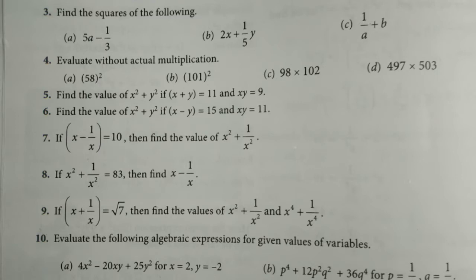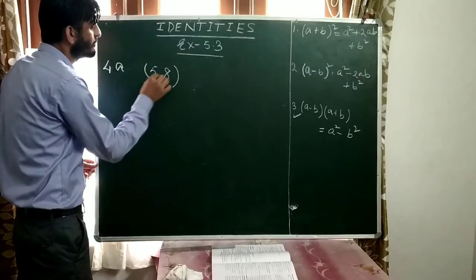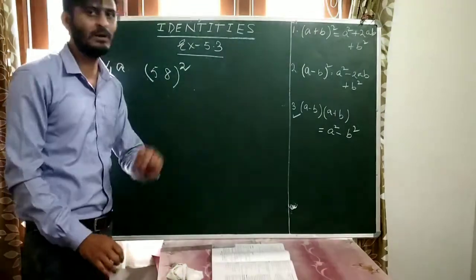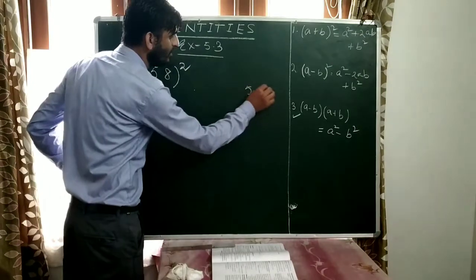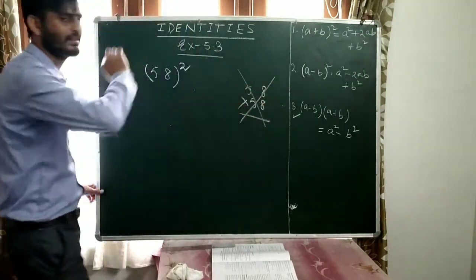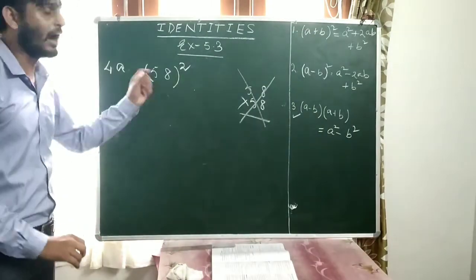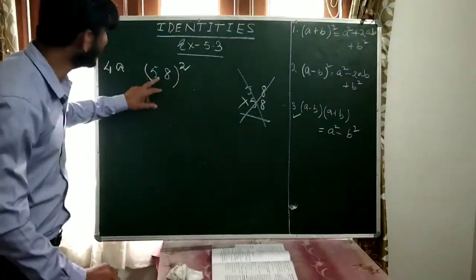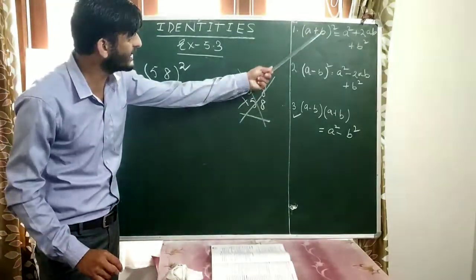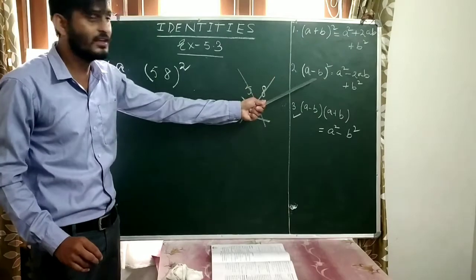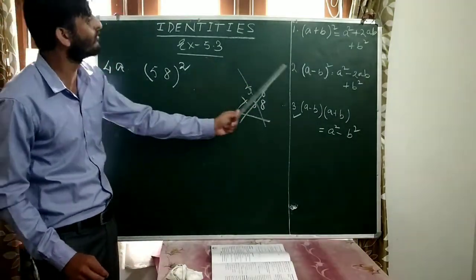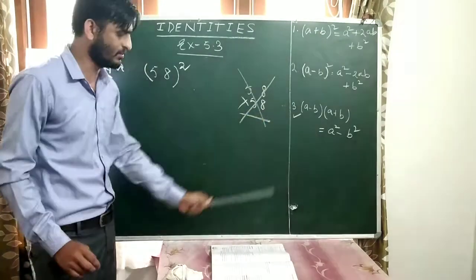We have to evaluate the value of 58 square without doing actual multiplication. That means we cannot multiply it in this way. We are not asked to do it by this method. So how can we solve? Again, this 58 can be split into two parts, either in this form or in this form. So I am splitting this 58 whole square in the form of this one. Let's see what will happen.